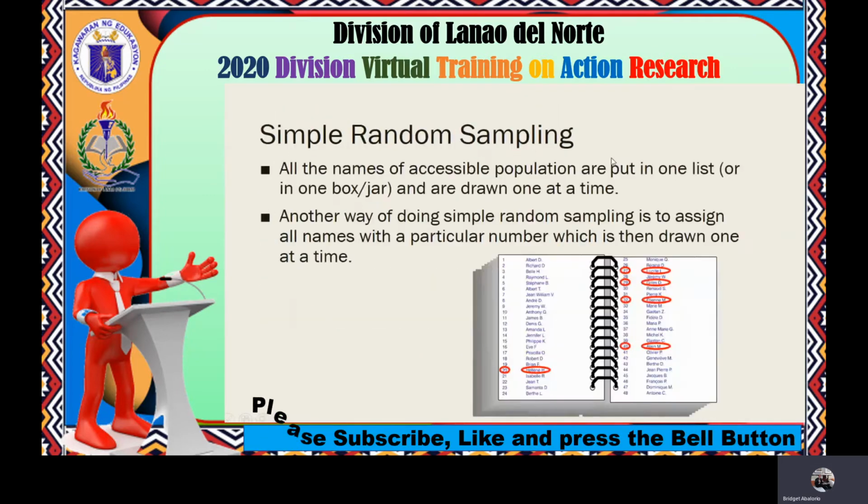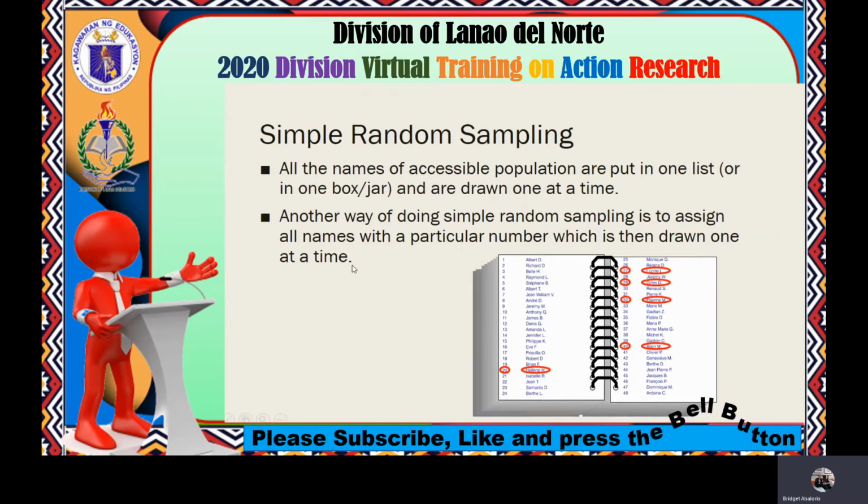So what is simple random sampling? From the name itself, it is a simple random sampling. All the names of the accessible population are put in one list or in one box or jar. Actually, there are a lot of software and online applications for simple random sampling. And then they are drawn one at a time.